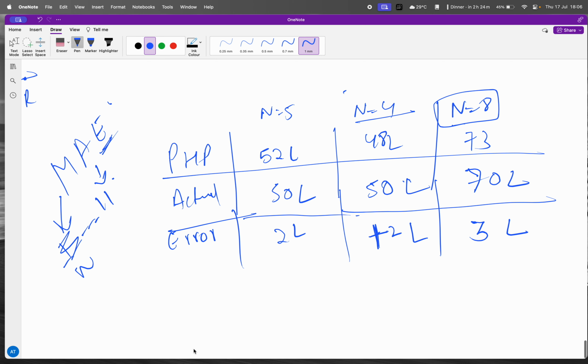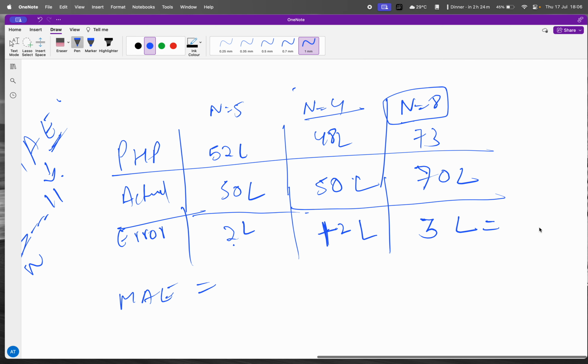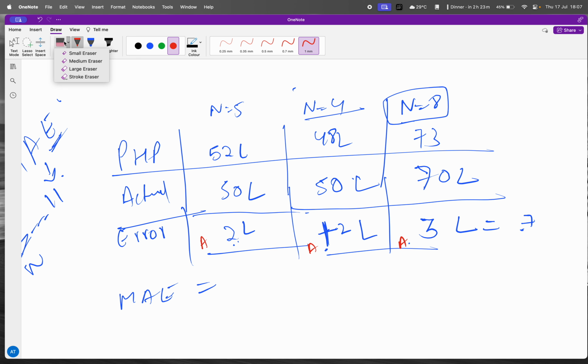Now what is mean absolute error? Just sum it up and find the mean. 2 plus 2 is 4, 4 plus 3 is 7, right? But 7 divided by what? What is mean? See, these are the absolute values. Guys, understand, we are finding MAE. This is an absolute value, this is also an absolute value, this is an absolute value. I'll write it over here, and you'll come to know what I have done.